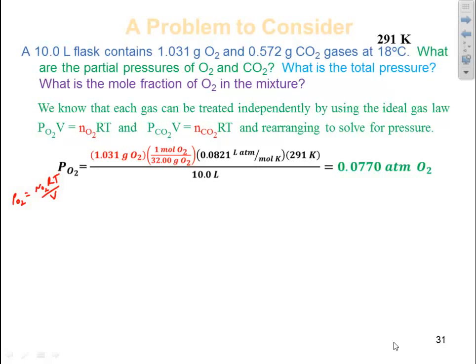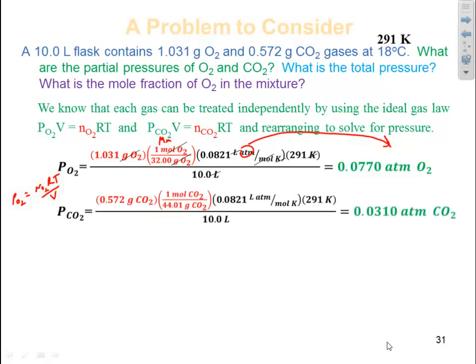Notice that I have 1.031 grams of oxygen, but I have to convert that into moles, so I use molar mass, 32 grams oxygen for every 1 mole of oxygen. Then we have R, which is 0.0821 liter atmospheres per mole Kelvin. And then we had to change the 18 degrees C into Kelvin, which is 291 Kelvin. Then divide by the volume, which is 10 liters. My units cancel, leaving me in atmospheres. Do the math, and I get 0.0770 atmospheres of oxygen.